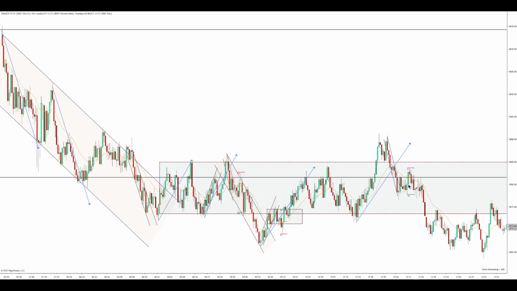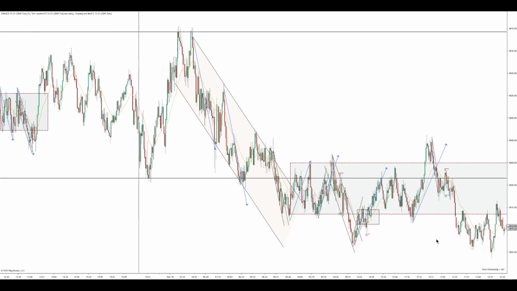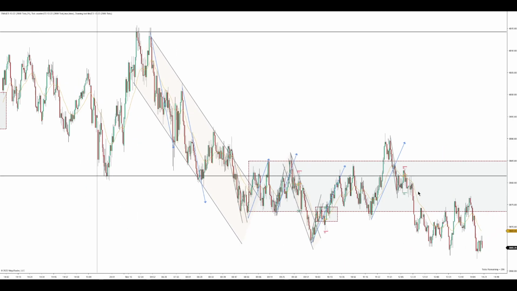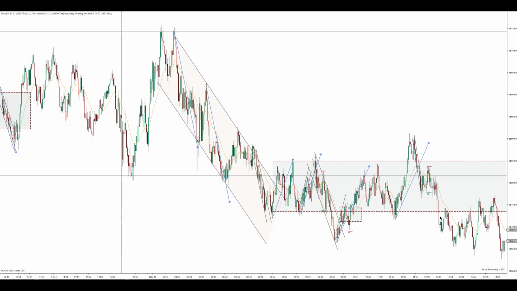So I stopped trading after this trade, like right after, because I decided to go out. I ate out today for lunch. So I didn't trade any of this stuff down here.